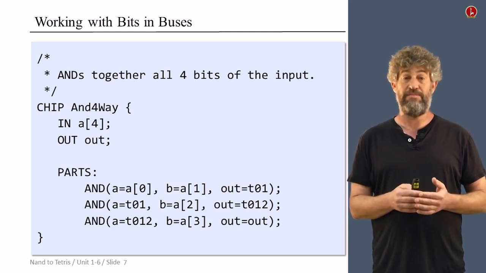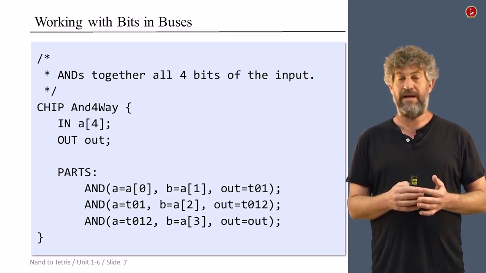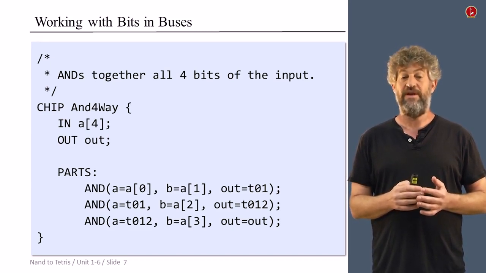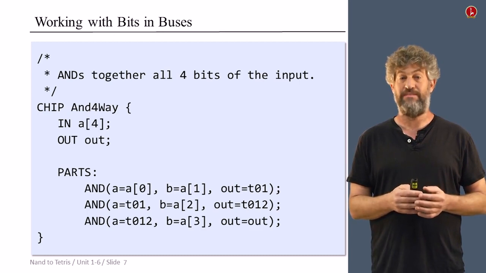In the next project, in this project, you're going to have a bunch of chips that do exactly that. They take a bunch of bits in a bus and just mash them together into a single value, and we call these multi-way chips. So we call this kind of chip here, Or4Way, which takes 4 bits and ORs them together.